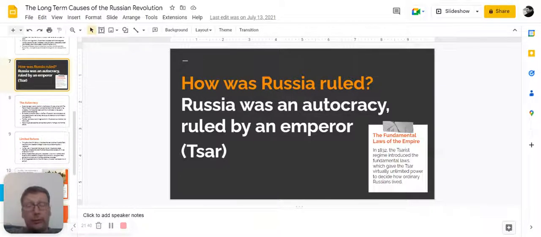He can be advised by ministers. He does not have to take that advice. He does not have to rely on any elected assembly, like a parliament, or in Russia's case, the Duma. And Russians themselves don't have their own rights.